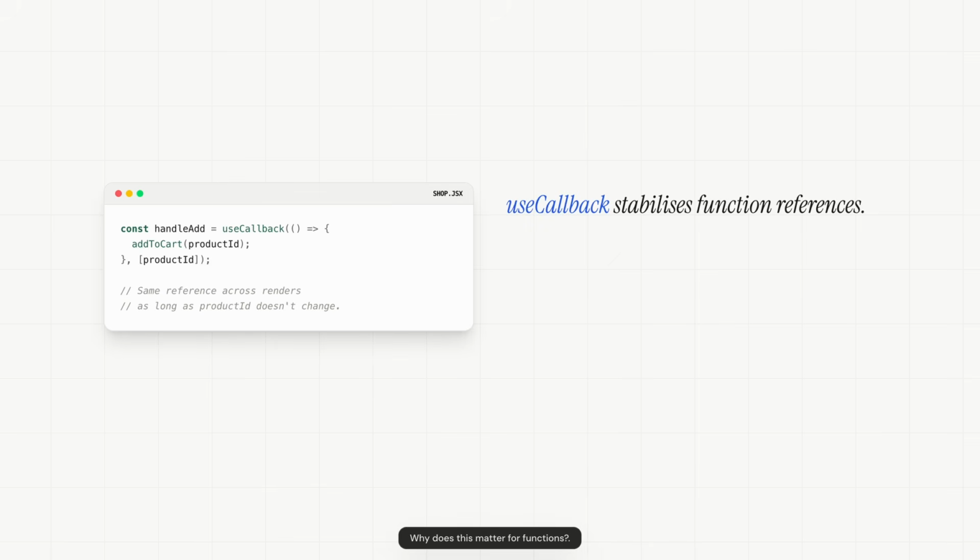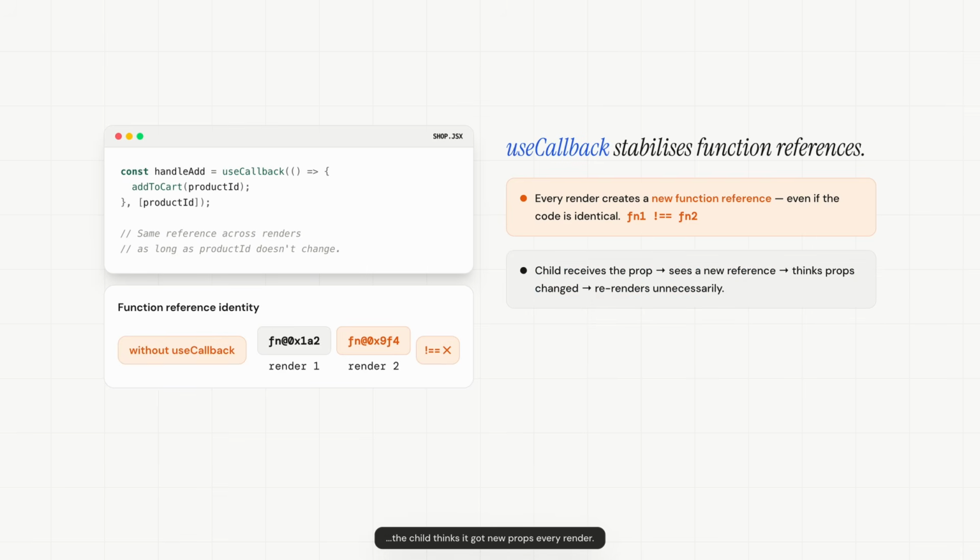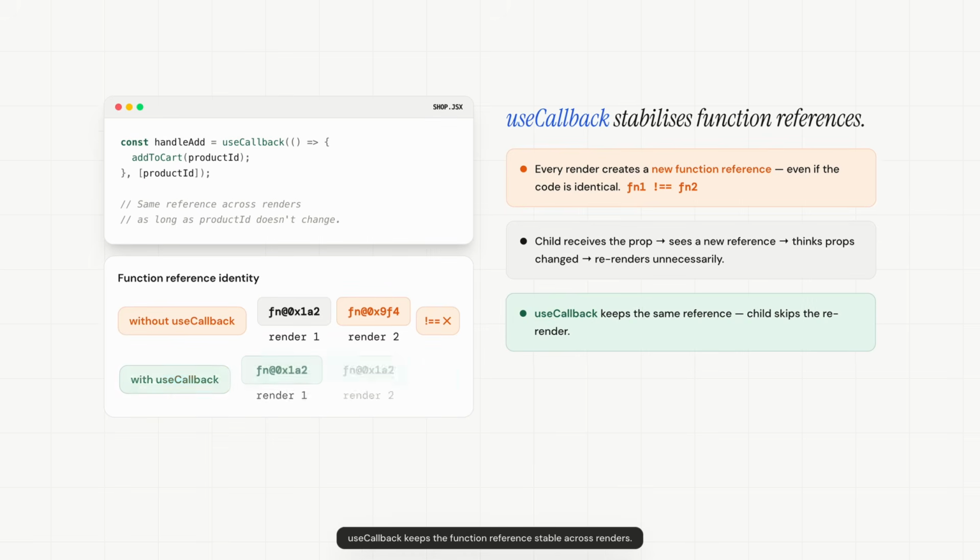Why does this matter for functions? Because in JavaScript, a function created on one render is not equal to the same function created on the next render, even if the code is identical. So if you pass a function as a prop to a child component, the child thinks it received new props every render and re-renders unnecessarily. useCallback keeps the function reference stable across renders.